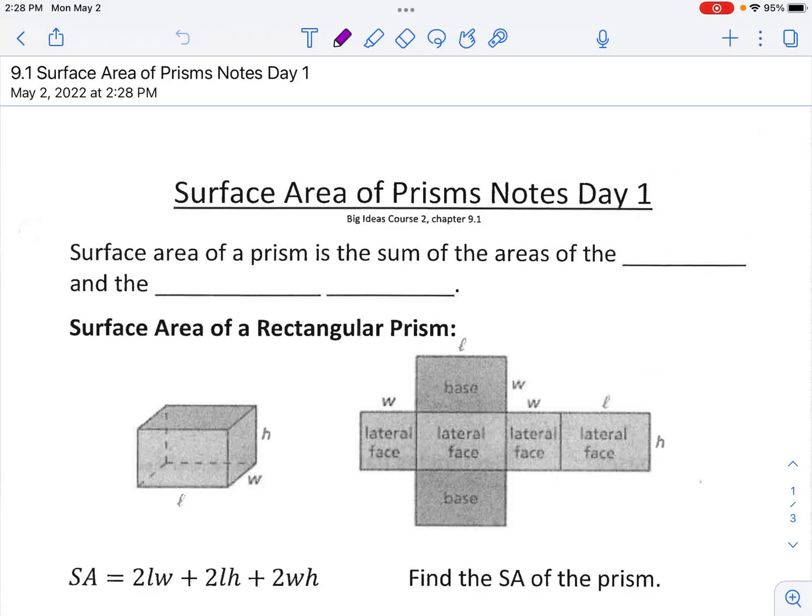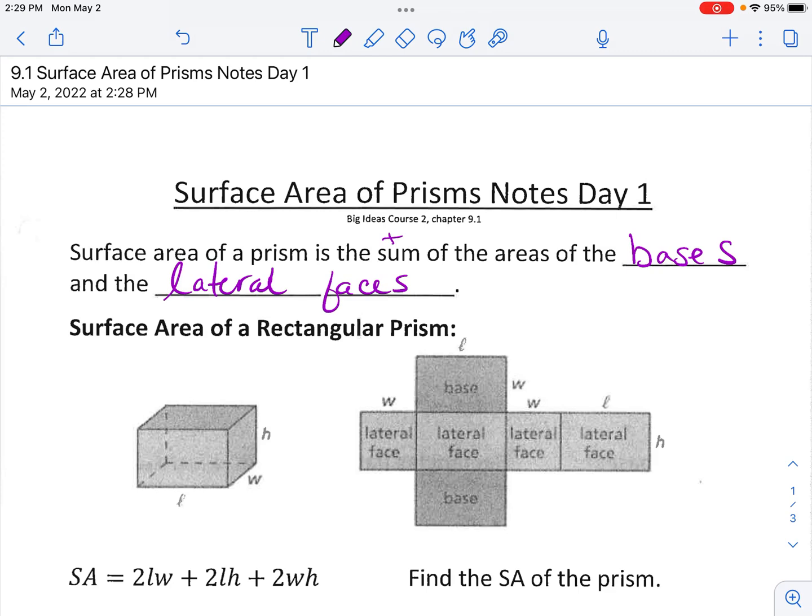Hello. These notes are over surface area of prisms. Surface area of a prism is the sum of the areas of the bases and the lateral faces.